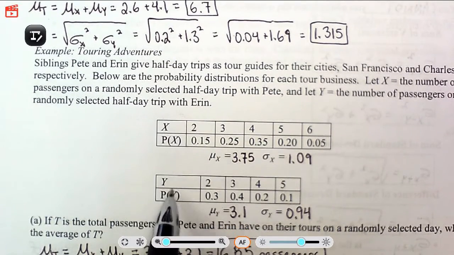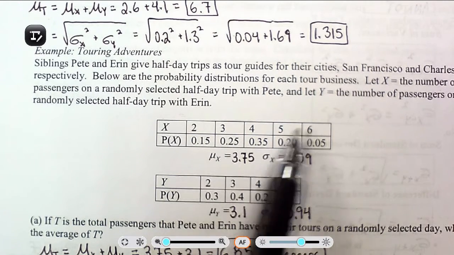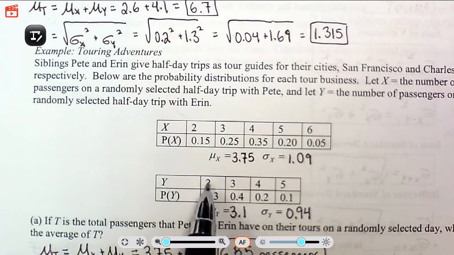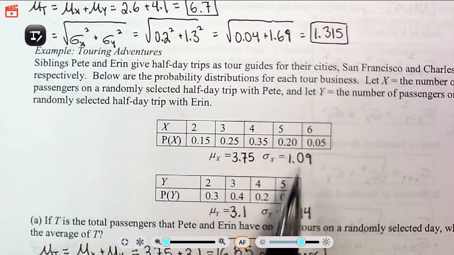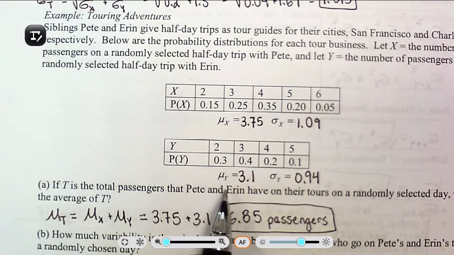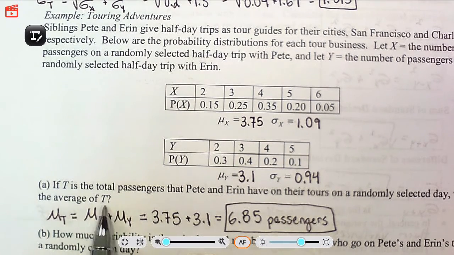So Pete and Aaron do tours of their cities, and they have these many passengers, 2, 3, 4, 5, or 6, and she can only have 2, 3, 4, or 5. So here is their mean and standard deviations. If t is the total passengers that Pete and Aaron have on their tours on a randomly selected day, what is the average of t?